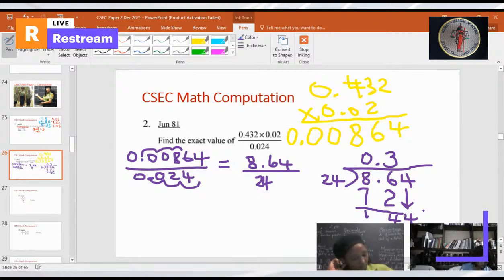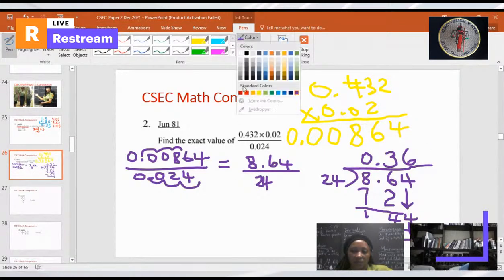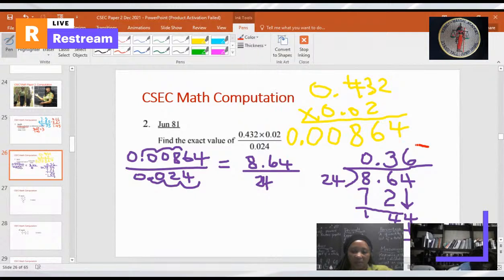Miss, that goes 6 times. 6 times 24 is 144. So what's our final answer? Miss, the final answer will be 0.36. So this here is our final answer.